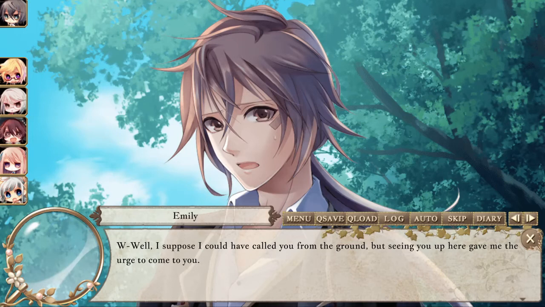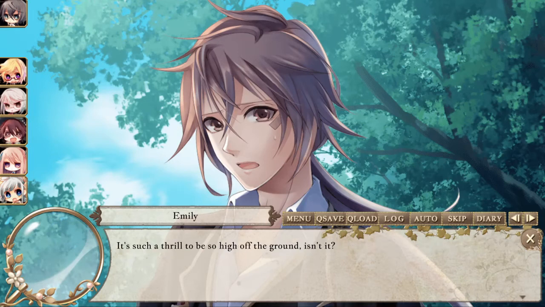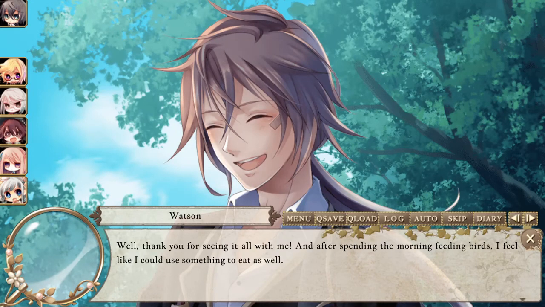Well, I suppose I could have called you from the ground, but seeing you up here gave me the urge to come to you. It's such a thrill to be so high off the ground, isn't it? I know exactly what you mean. The world looks so different from here. Well, thank you for seeing it all with me.